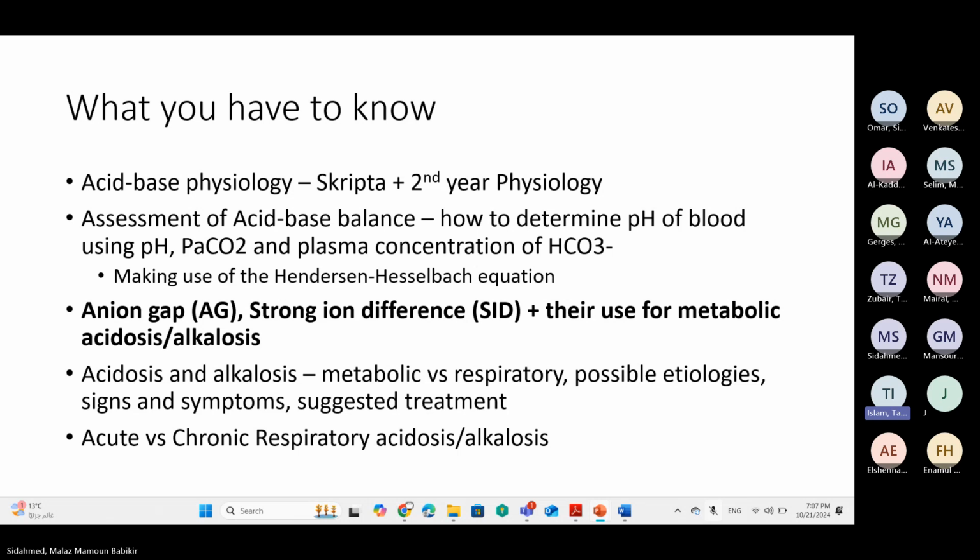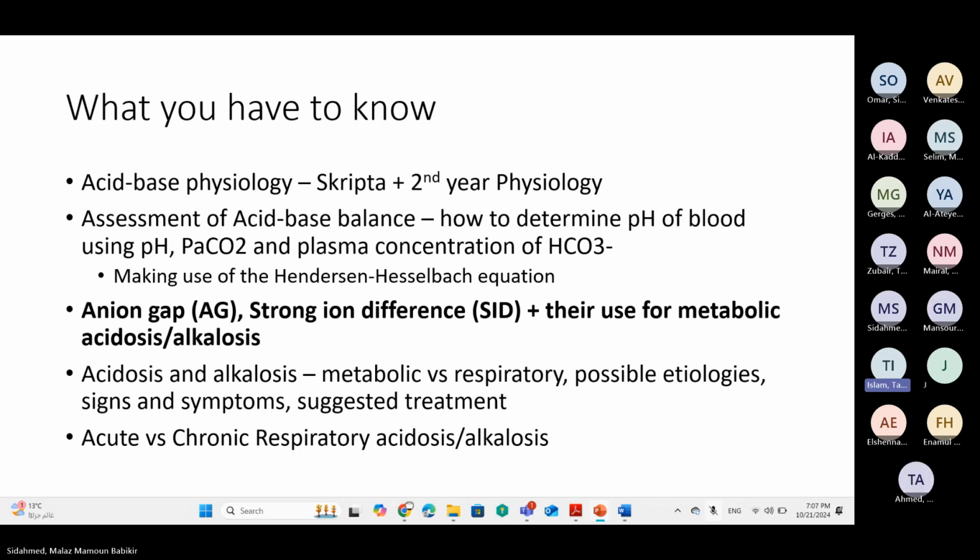And then you also have to know about the assessment of acid-base balance and how the parameters pH, partial pressure of carbon dioxide in arteries, and the plasma concentration of bicarbonates are used to determine it. And you use the Henderson-Hasselbalch equation to determine the pH of blood using those parameters. And then I believe you also have pKa in there, but you have the formula in your lecture slides anyway.